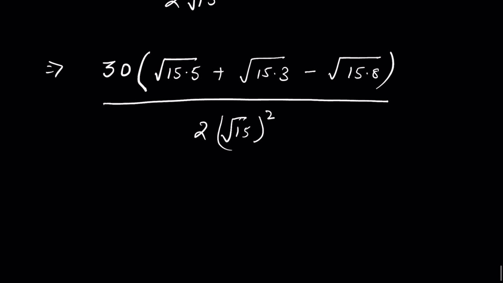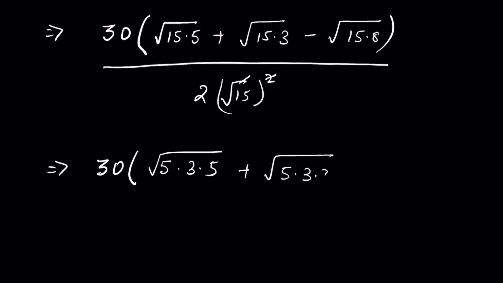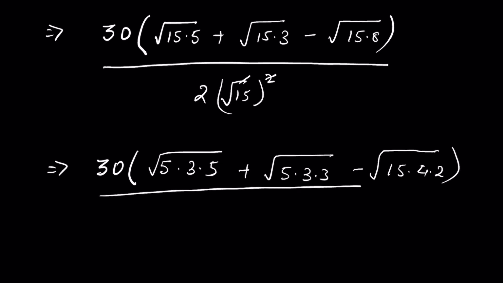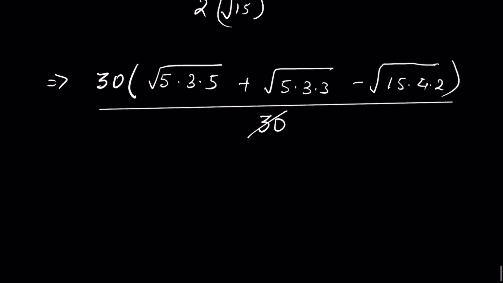So we remove the square root with the square. So 30, 15 times 5 is 75, or we can write it as 5 times 3 times 5 under square root plus 5 times 3 times 3 minus 15 times 4 times 2 under square root upon 15 times 2 is 30. Now we can cancel this 30 and 30.